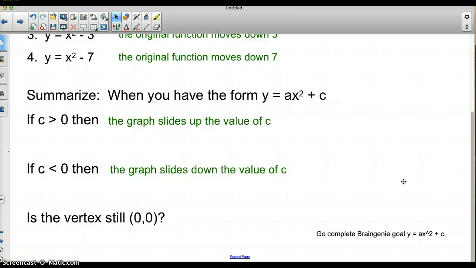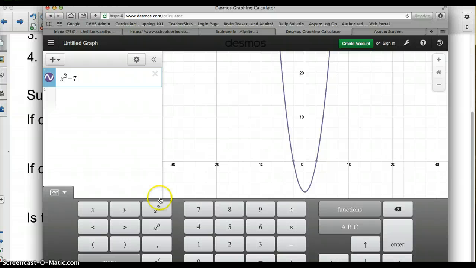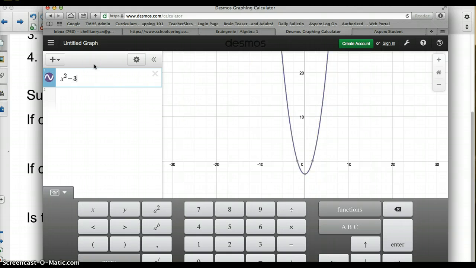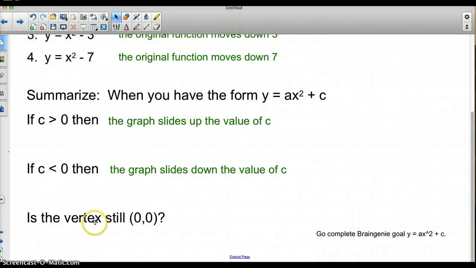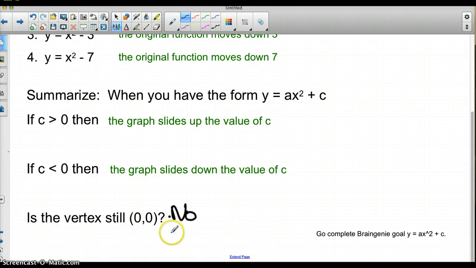Is the vertex still at 0, 0? Well, if we go and look at that graph, is our vertex still here at the origin? No, it's not. When we did x squared minus 3, it still wasn't at the origin. When we did x squared plus 5, it still wasn't at the origin. So the vertex still moves depending on when you move it up or down. So no, the vertex is not still 0, 0. It's actually 0, comma c. But that only works when you have y equals ax squared plus c. Your vertex is always going to be 0, comma c.